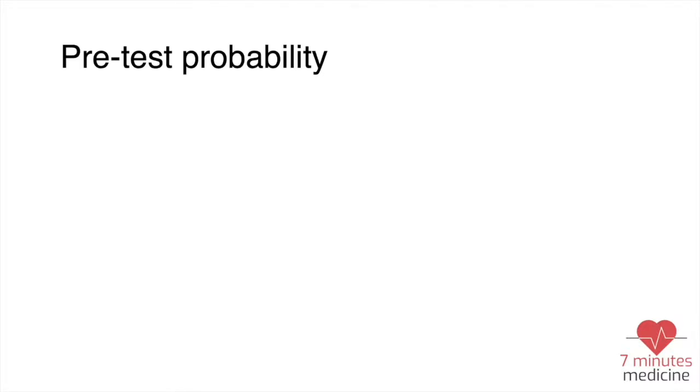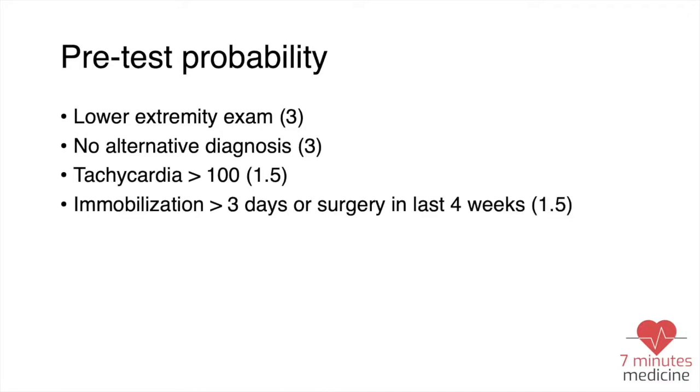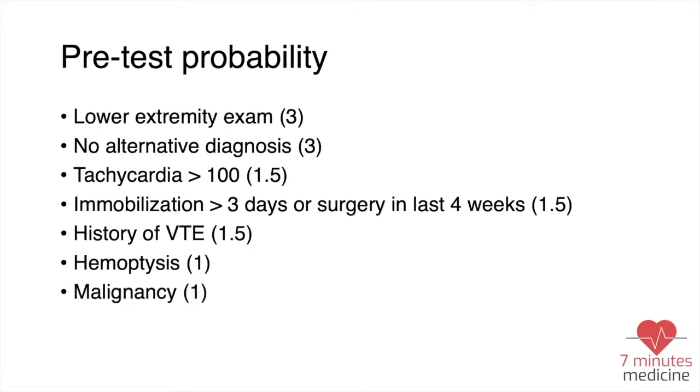So the next step is to define the pretest probability to know what kind of diagnostic test we should order next, or the Wells score. So if the patient has lower extremity exam consistent with DVT, we give it 3 points. If there is no alternative diagnosis, we give it 3 points. Tachycardia more than 100, 1.5 points. Immobilization more than 3 days or surgery in the last 4 weeks, 1.5 points. History of thrombosis, 1.5. Hemoptysis, 1 point.